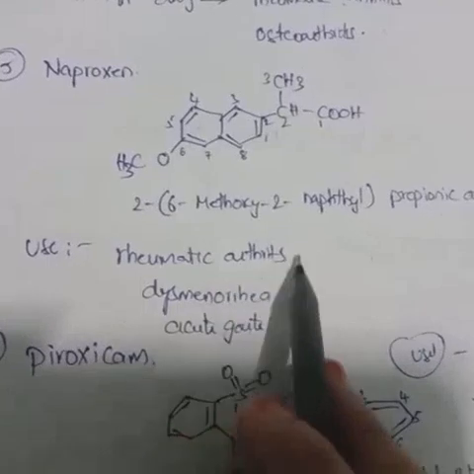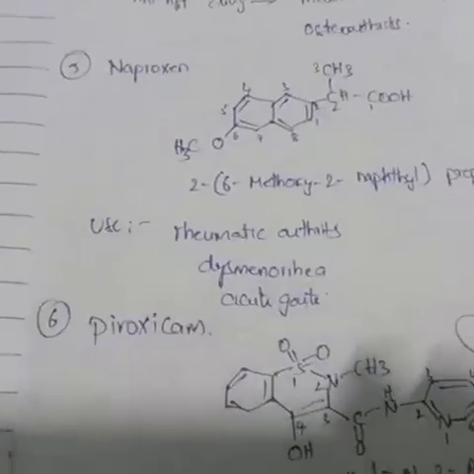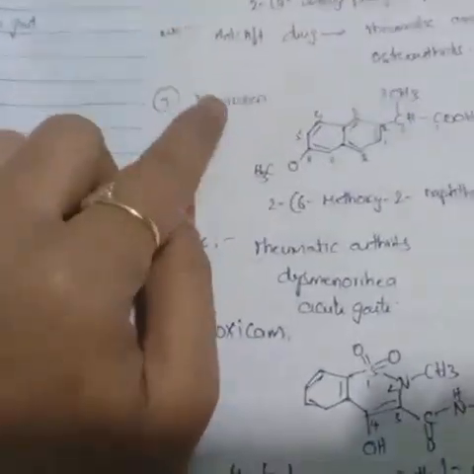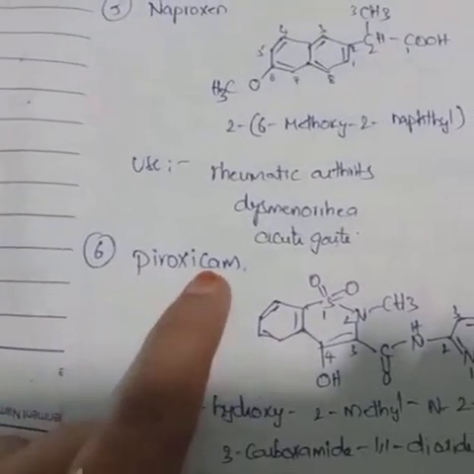So maximum NSAIDs are used for rheumatic arthritis. Okay, dysmenorrhea and acute gout. What is the drug name? Naproxen. Now we are going to see Pyroxycam.